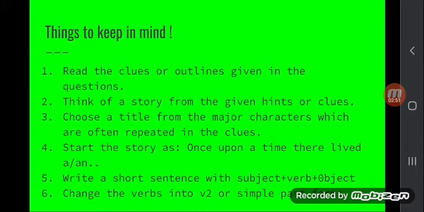Okay, change the verbs into verb two or simple past forms. Keep this thing in mind, dear students. Always change the verb into verb two or simple past form. Story is written in the past tense. Story means past. So you have to change the verbs into simple past tense, verb two form.